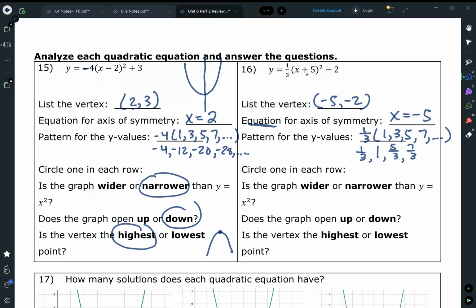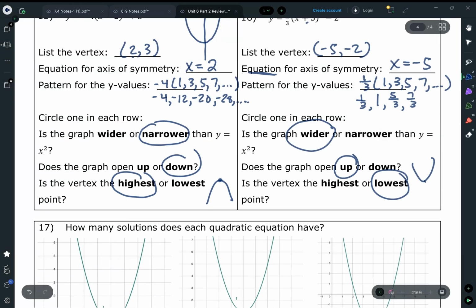So because we're multiplying by a fraction, we're not going up as much each time for our y value. Since we're only multiplying by 1/3, I guess some fractions could technically make it bigger, right? But we're multiplying by 1/3, so our y values are all smaller. We're going up less and less each time than we normally would, and that's going to make our graph wider. It's going to spread it out. So the fractions are going to make it fatter when we have something that's less than 1 that we're multiplying it by, like a 1/3 or a 1/2, something like that. The graph is going to open up, and our vertex is at the bottom, so it's actually the lowest point.